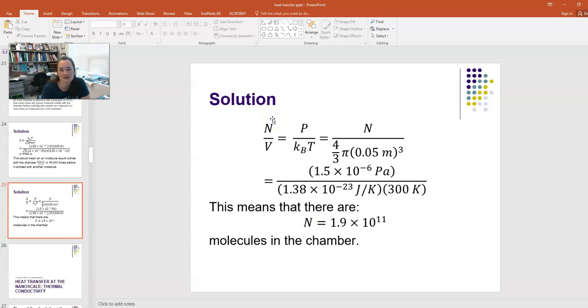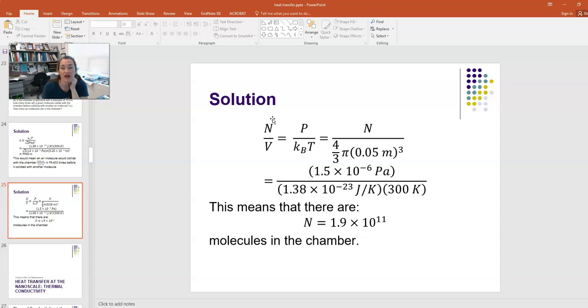Now, the next part says, how many molecules are there in the chamber anyway, right? So for that, we can use the ideal gas equation, PV is equal to N k_B T. Rearranging that equation, we get N over V, the number of molecules per unit volume, is equal to the pressure divided by Boltzmann's constant times the temperature. So N over V, V here would be the volume of the chamber if we wanted to know how many molecules are in the chamber.